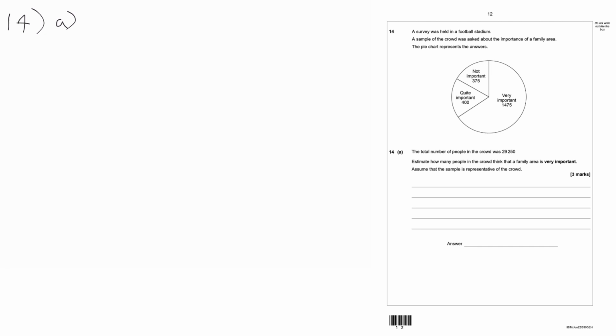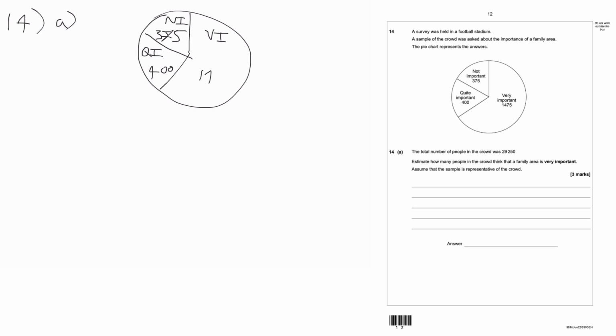So the first thing we want to do is, in our pie chart, which I'm just going to draw out quickly, we have VI, which is very important, QI, which is quite important, and NI, which is not important. And we had 375 who said it's not important, 400 who said it's quite important, and 1,475 who said it was very important.